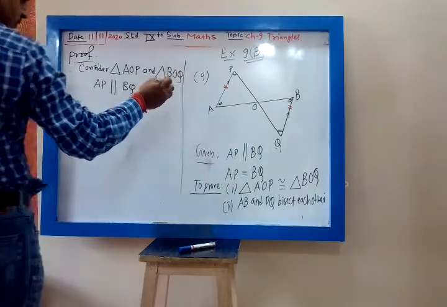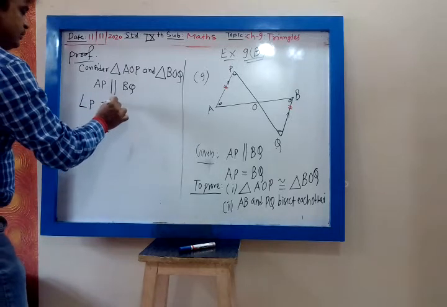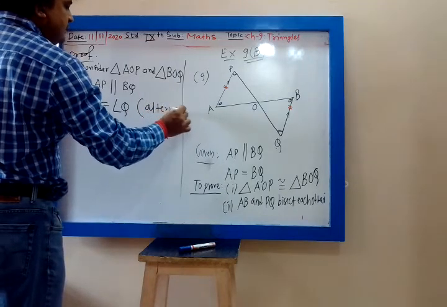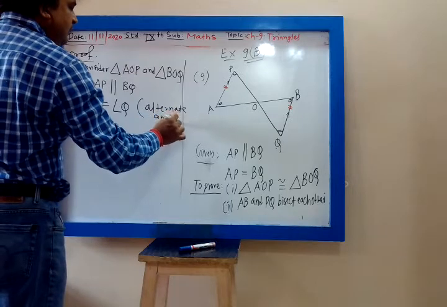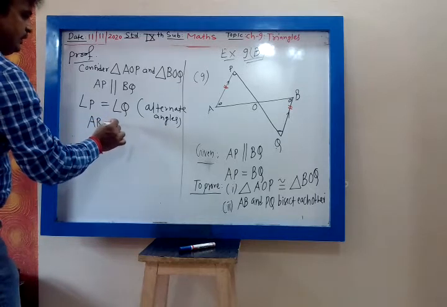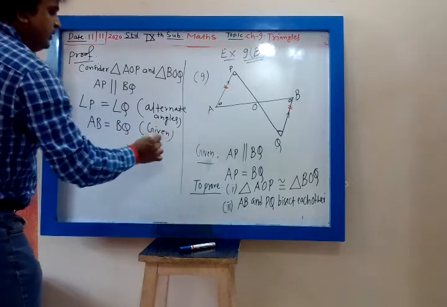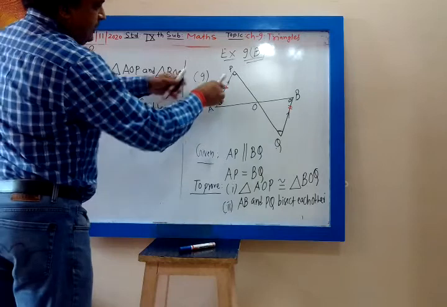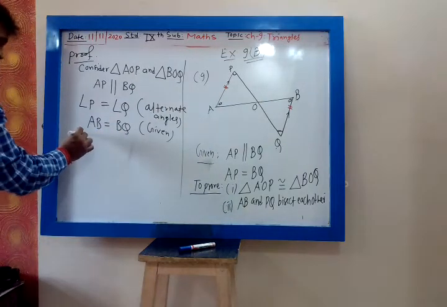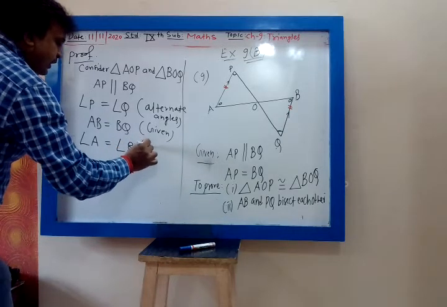So we write angle P is equal to angle Q. We write alternate angles are equal because lines are parallel. Then it is given side AP is equal to side BQ. They are given parallel and they are given equal. Then again we apply alternate angles. AP is parallel to BQ, so angle A will be same as angle B. Angle A is equal to angle B. We write alternate angles.